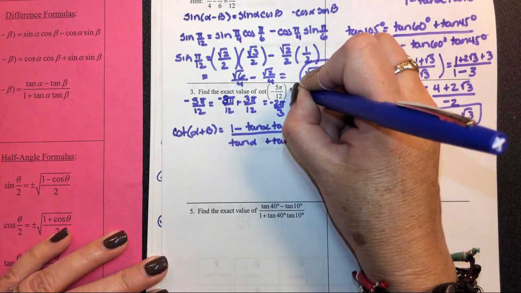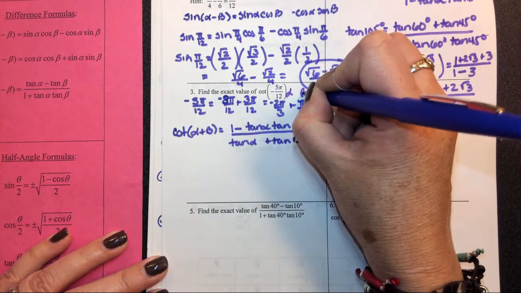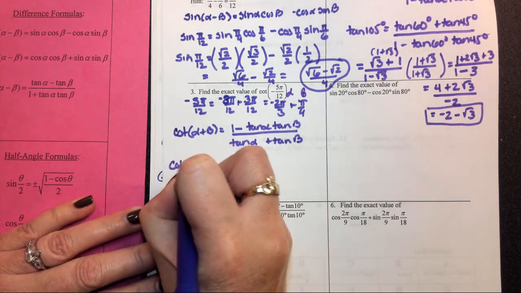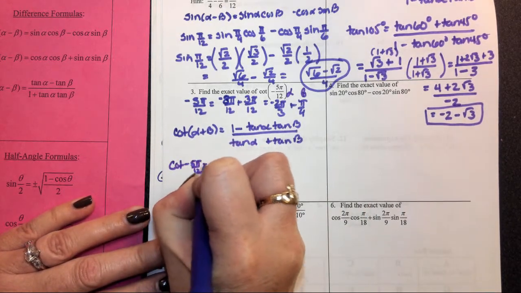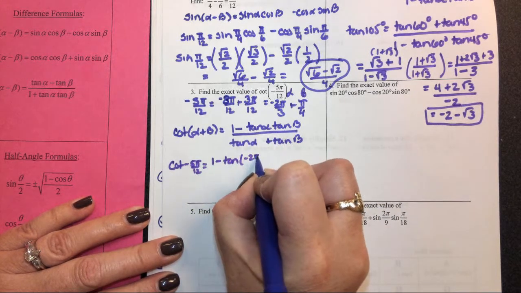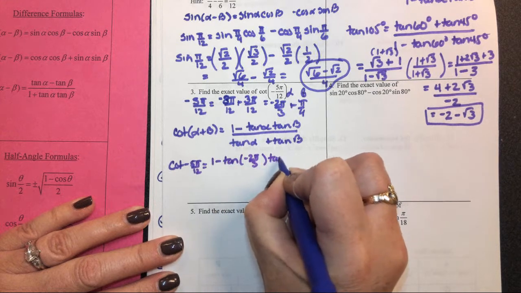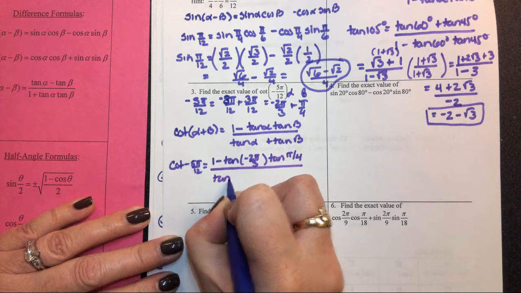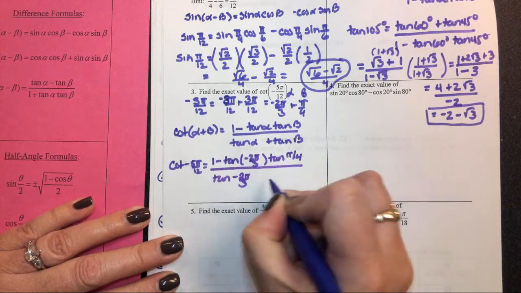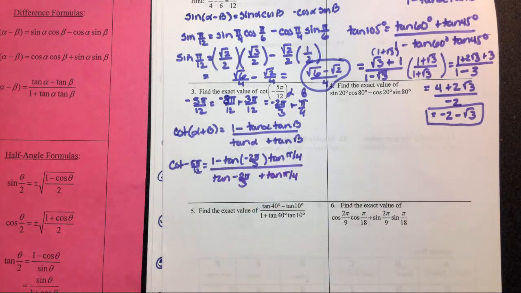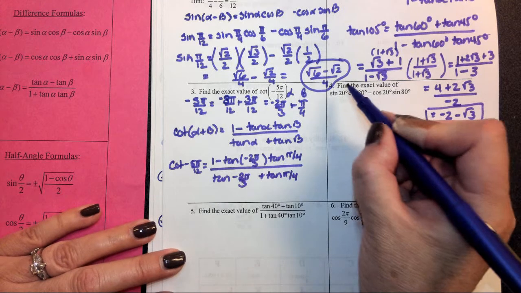So again, negative 2 pi over 3 is my alpha, beta is my pi over 4. So then the cotangent of negative 5 pi over 12 is going to be equal to 1 minus the tangent of negative 2 pi over 3 times the tangent of pi over 4, all over the tangent of negative 2 pi over 3 plus the tangent of pi over 4. We good so far?